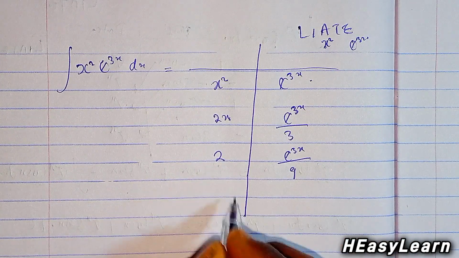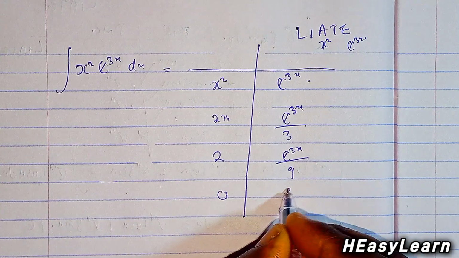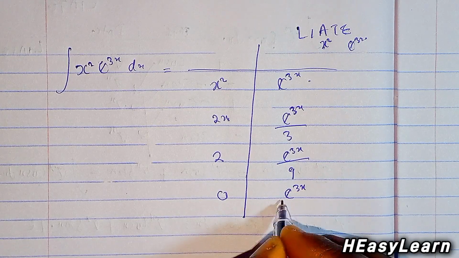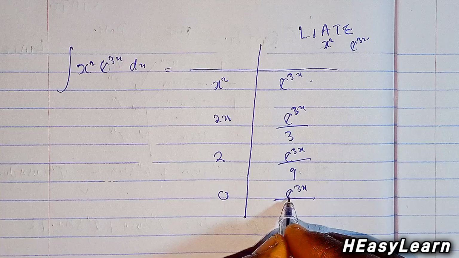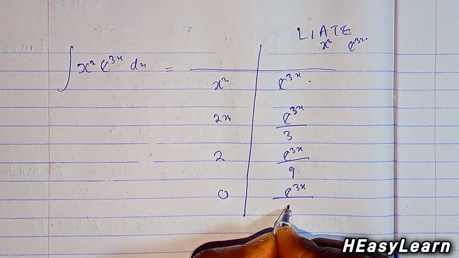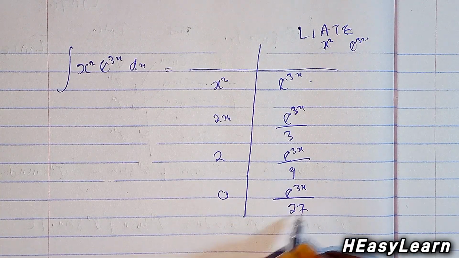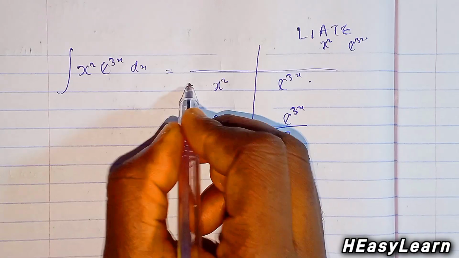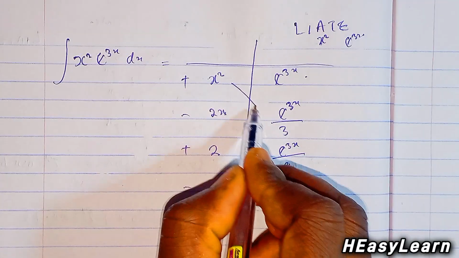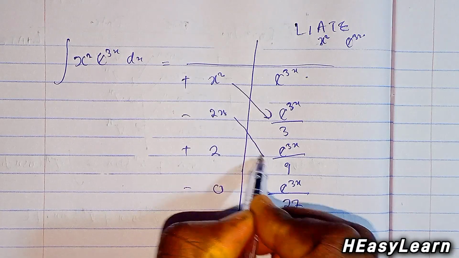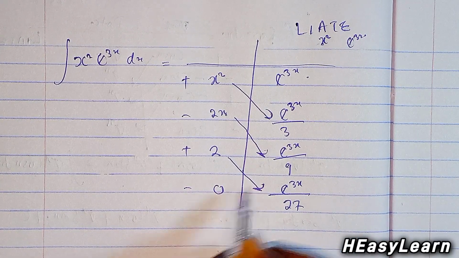What is the differential of the constant? 0. The integral of this is exponential 3x divided by 27. So in this case, positive, minus, positive, minus. The diagonal rule: first to the second, second to the third, and third to the fourth.